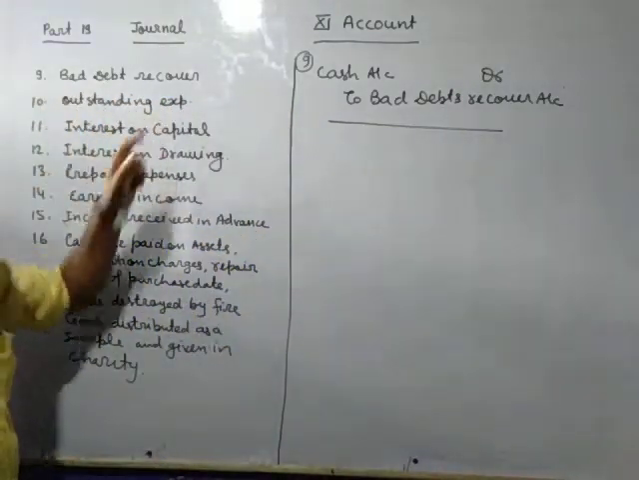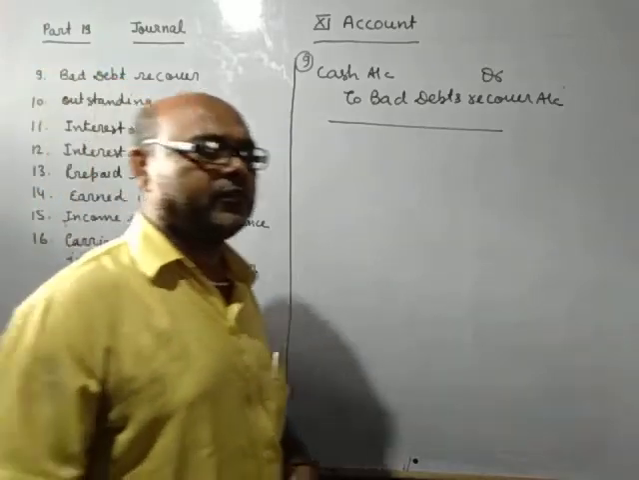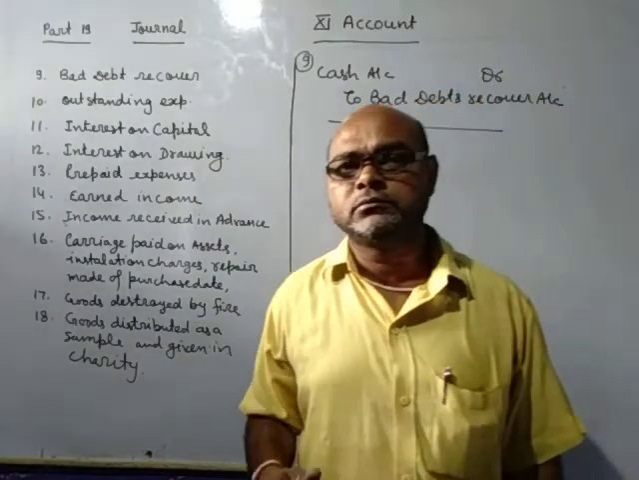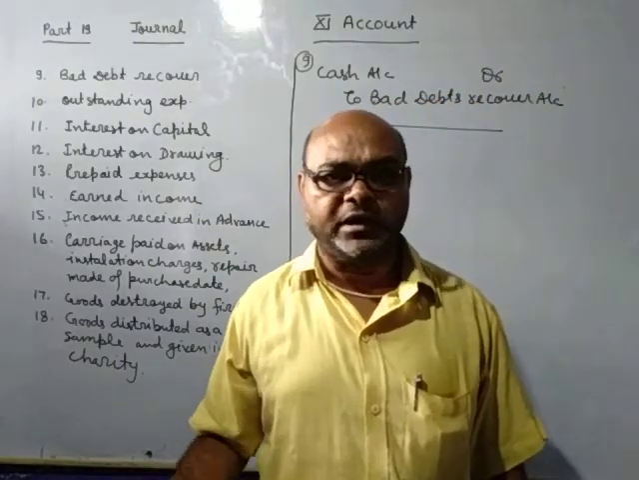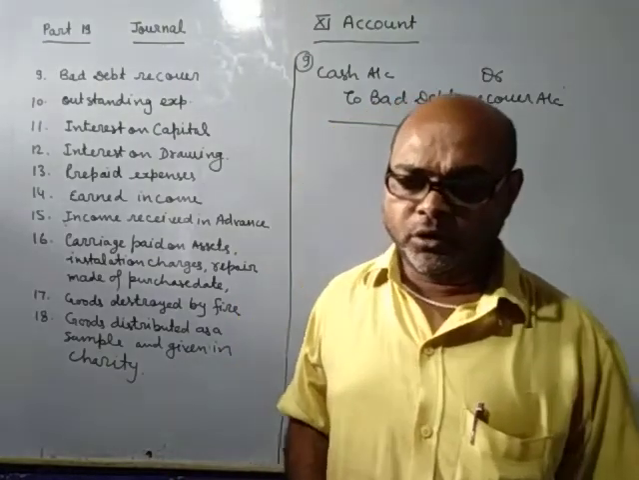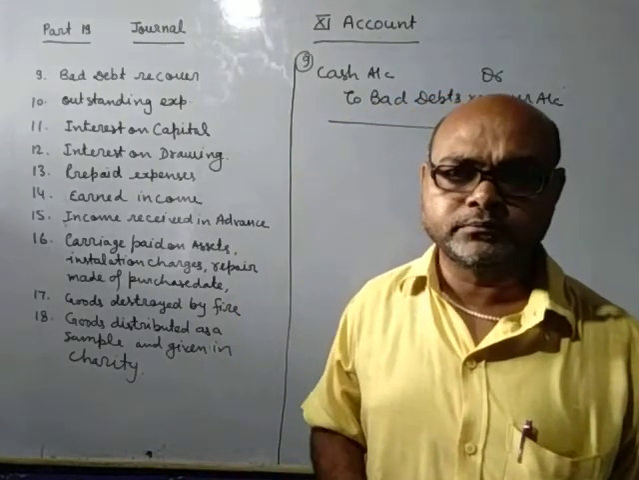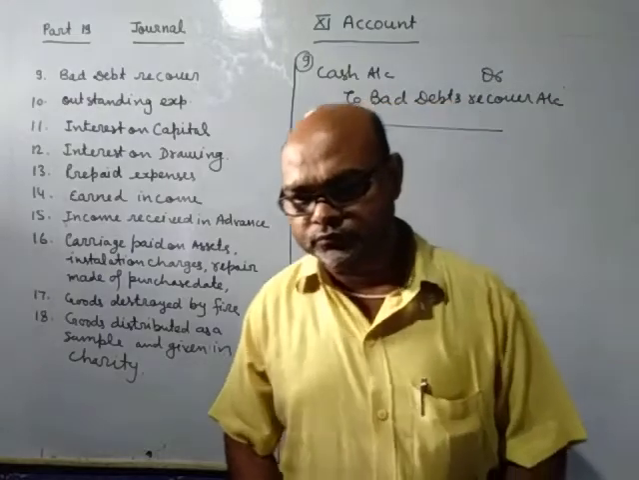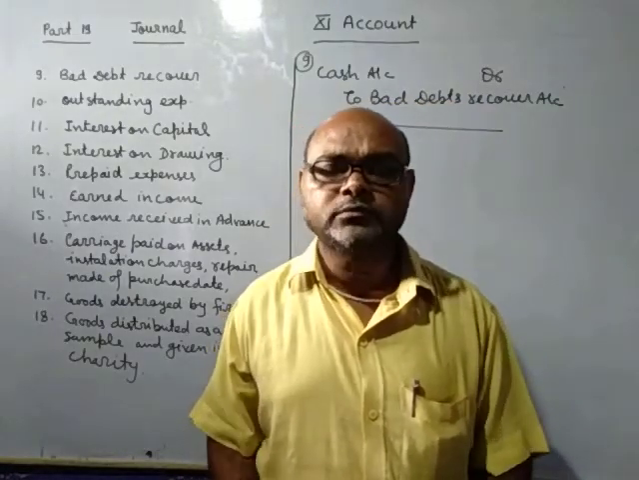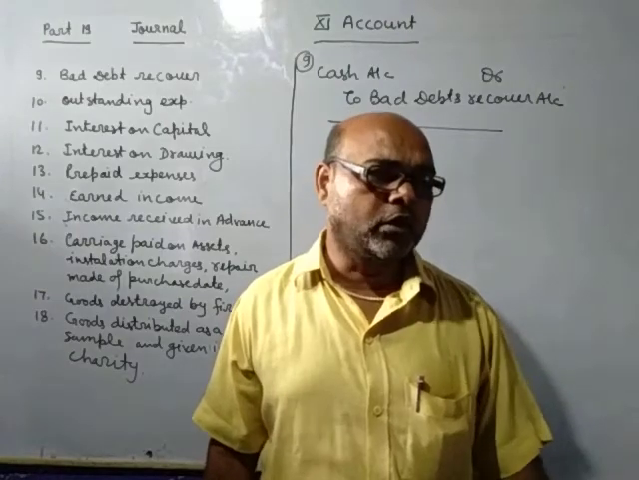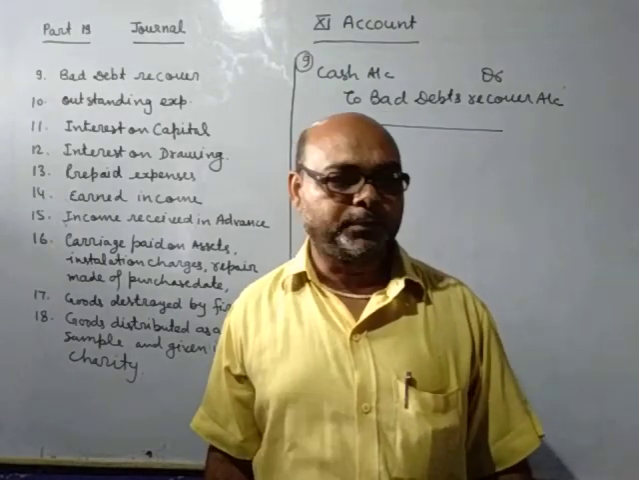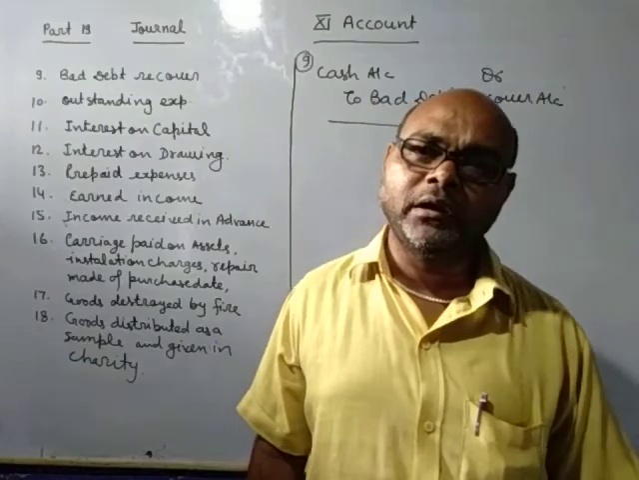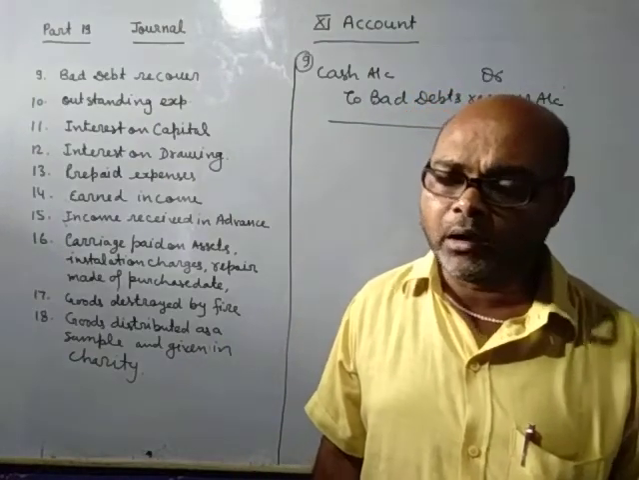Now, outstanding expenses. Outstanding expenses means expenses related to your accounting period but not paid. Suppose your firm is running in a rented shop, and you have to pay rent of 10,000 per month. Till March, this is the 12th month, but due to the lockdown, you have not paid the payment for February and March. Only 10 months' rent you have paid.